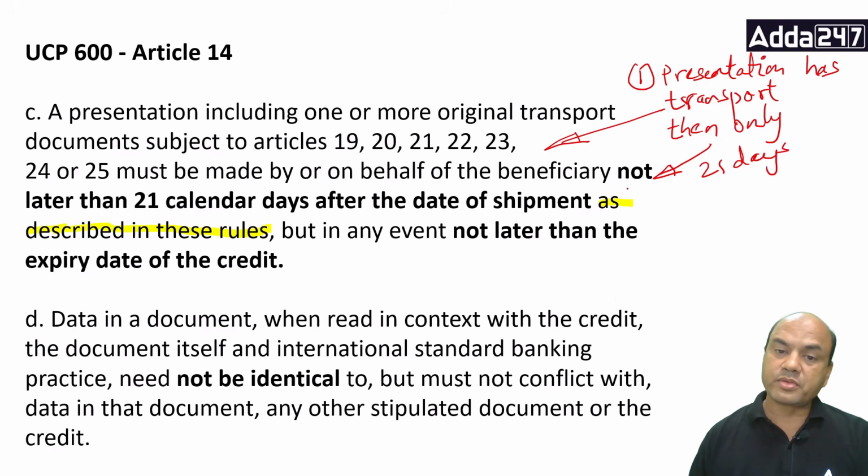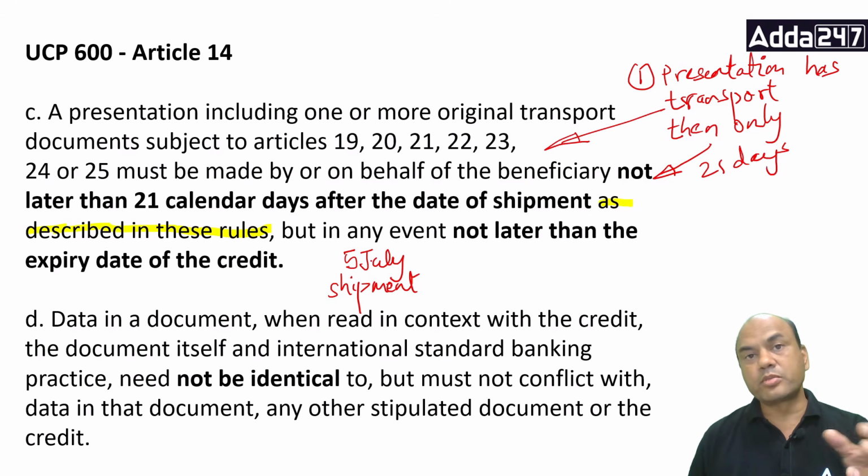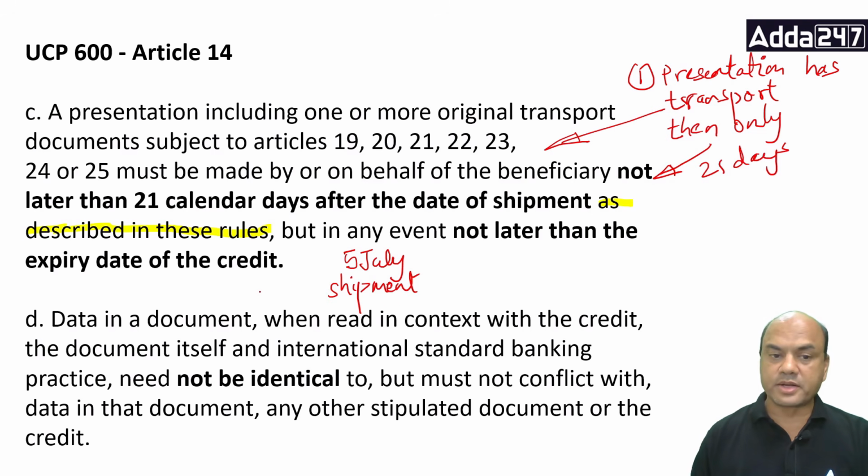What does it mean now? Suppose again, let me take some simple date now, 5th July. The date of shipment. Shipment is done on 5th July. Shipment means the ship has left. This is known as the on-board date. Shipped on board. This date is 5th July.